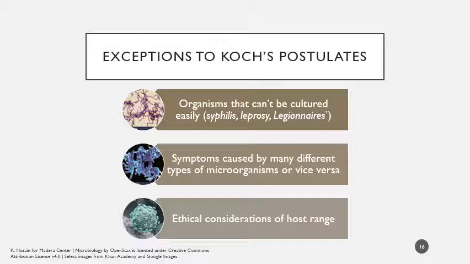And then we also have to consider the ethical considerations of host range. For example, HIV only infects humans. So if we were to try to use Koch's postulates, we would have to inject healthy people with HIV, which again is a huge ethical consideration. So there have to be other ways of characterizing a particular disease, of identifying that infection and confirming it other than Koch's postulates.